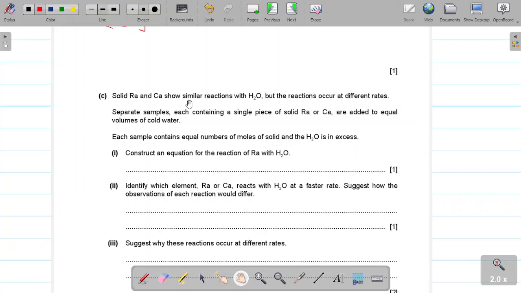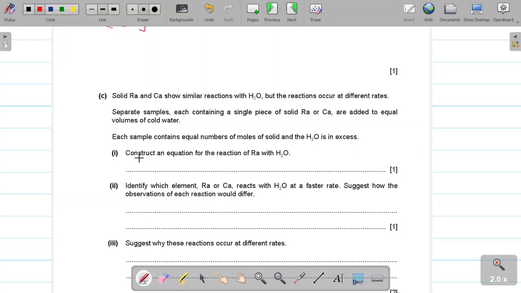Solid radium and calcium show similar reactions with water, but the reaction occur at different rates. Separate samples, each containing a single piece of solid radium or calcium, are added to equal volumes of cold water. Each sample contains equal numbers of moles of solid and the water is in excess. Construct an equation for the reaction of radium with water.